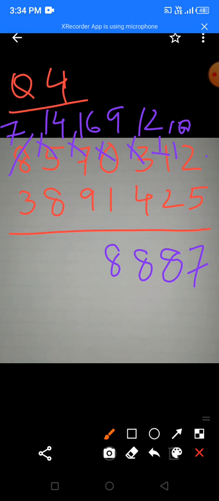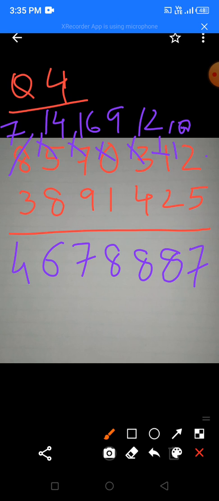Yes. Then children, you have to subtract 9 from 16. How much will you get? You will get 7. Then again you have to subtract 8 from 14. You will get 6. And then when you subtract 3 from 7, you get 4. Now children, we will check our answer.